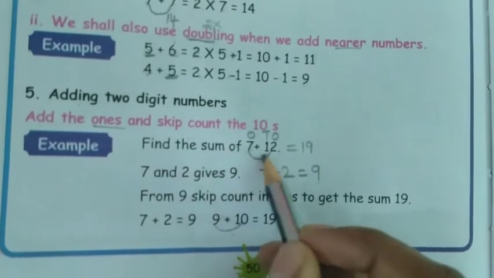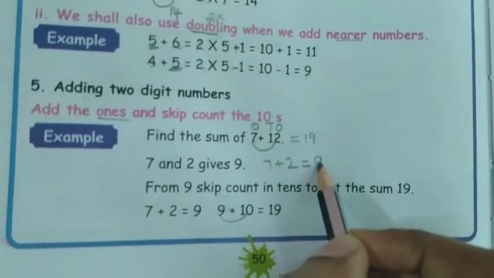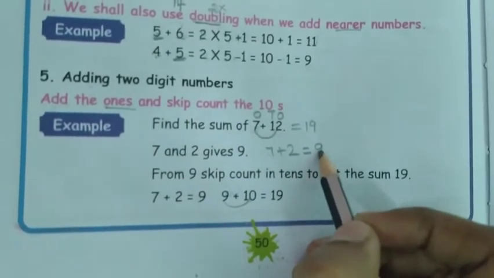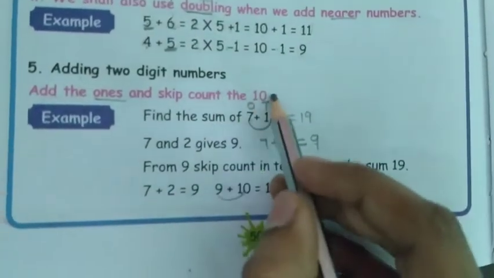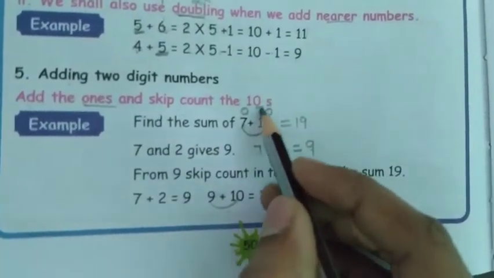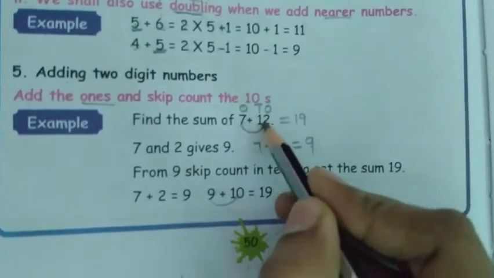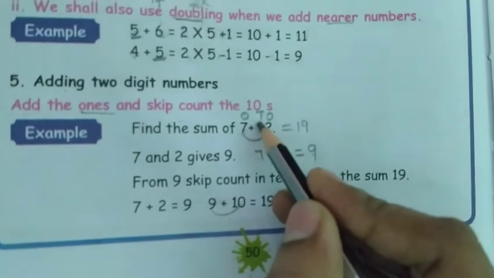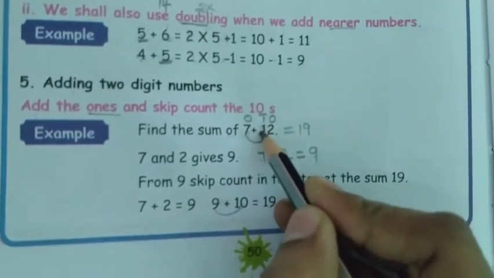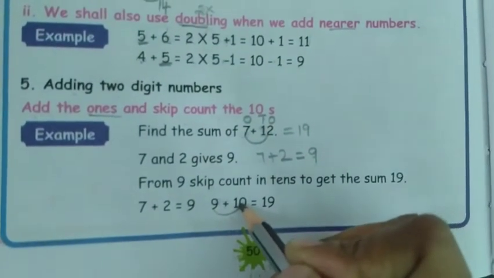First, we add the ones and write the number, and then we add this answer plus skip counting the tens. That means 1 ten means 10, 2 tens means 20. If 3 is in the tens place, we want to add plus 30. Understood? This is the first example. Now look at the second example.